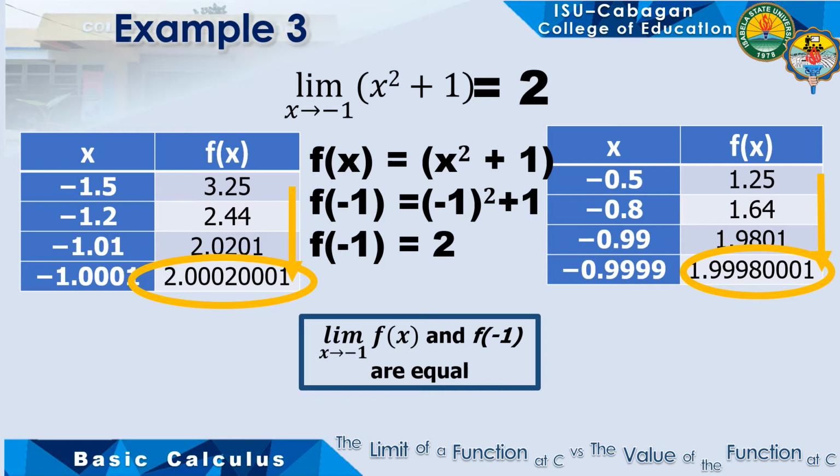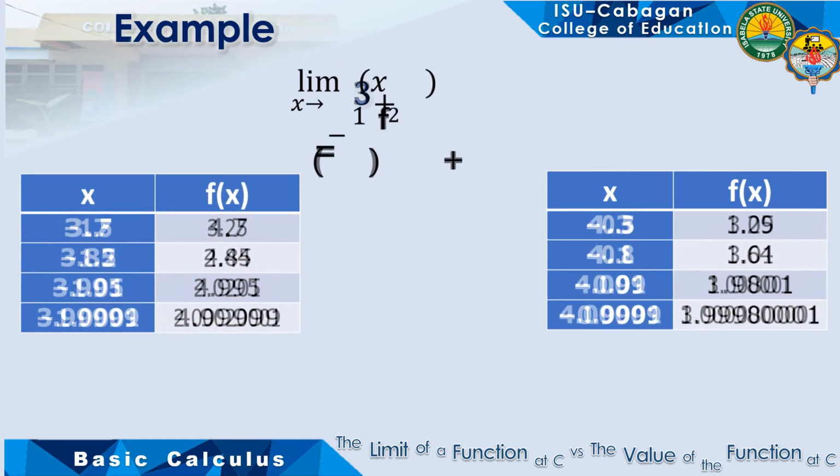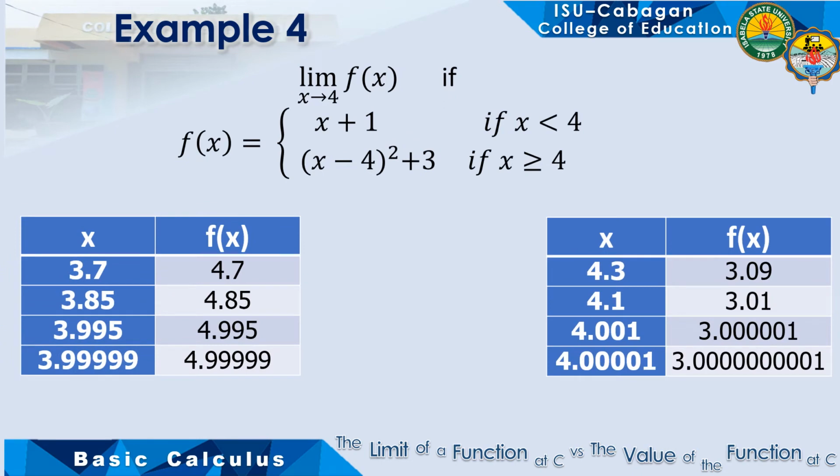Now, let's see our second example. The limit of f of x as x approaches 4 if the function is x plus 1 if x is less than 4, and x minus 4 squared plus 3 if x is greater than or equal to 4. So we are going to use x plus 1 if x is less than 4.